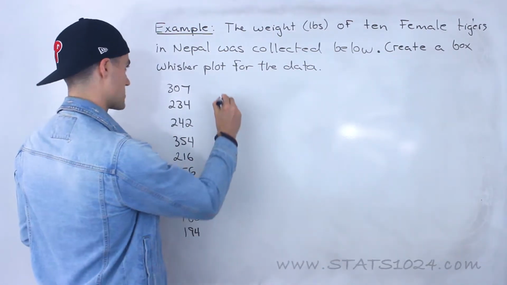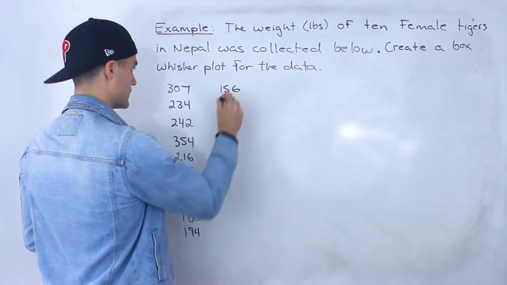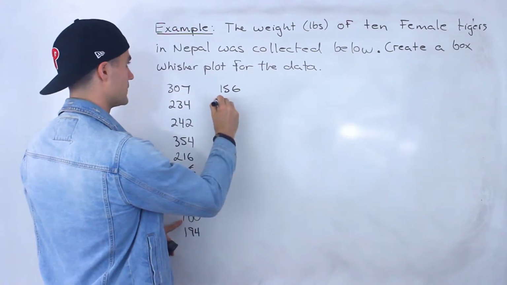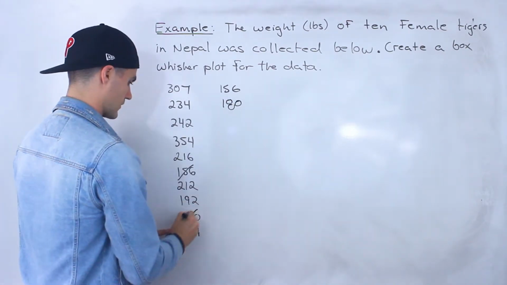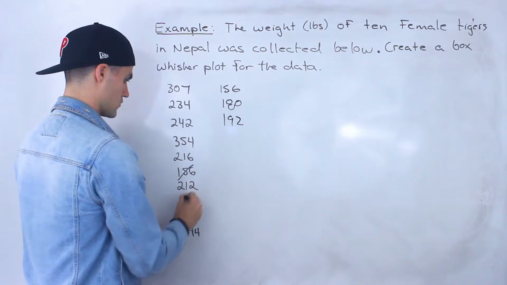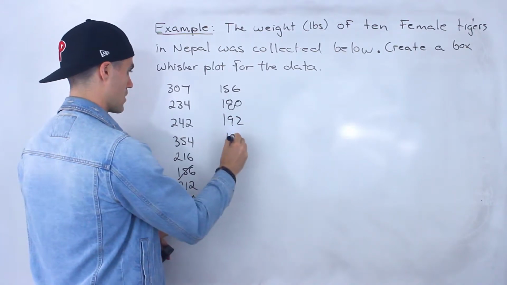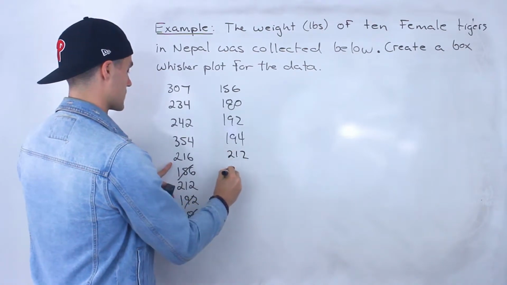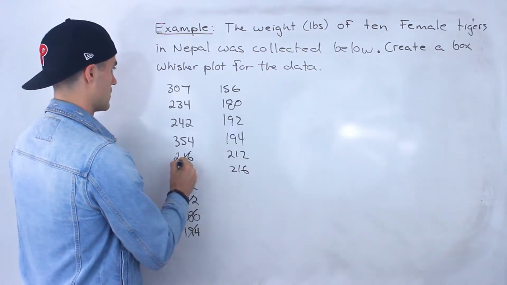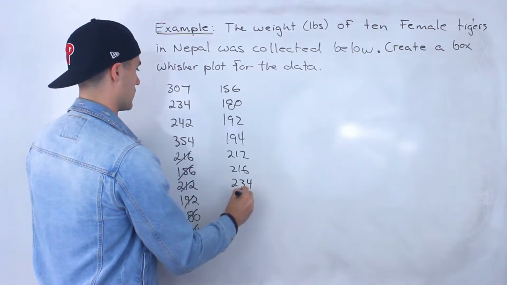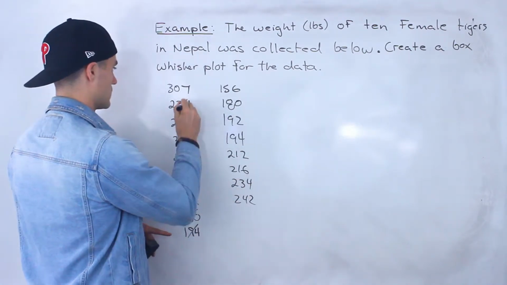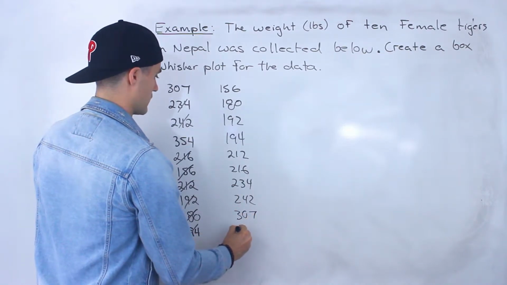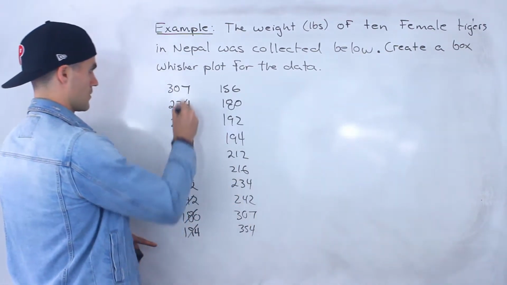So if we do that, the smallest weight's going to be 156. Next one would be the 180. Then we'll have 192, 194. Then we'll have 212, 216, 234, 242, 307, 354, like that.